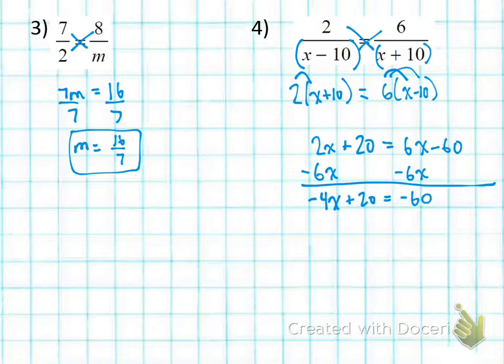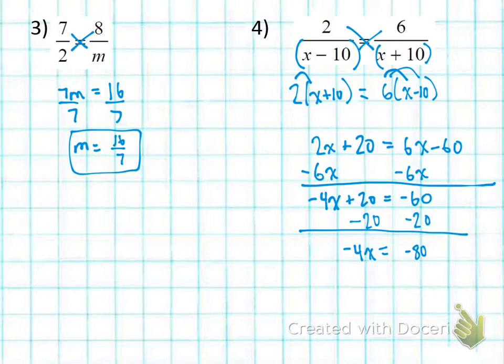Okay? Are there any negative signs or minus signs by the x? Are there any subtraction signs by the x? No. Are there any addition signs? Yeah. What is being added to x? 20, right? Someone said negative 4. So we got plus 20. We're going to subtract 20 on both sides. So you got negative 4x is equal to, what's negative 60 minus 20? Negative 80. Good.